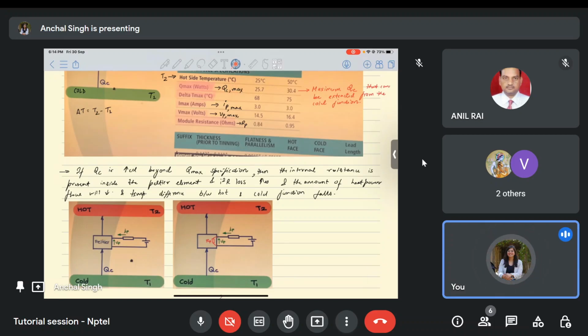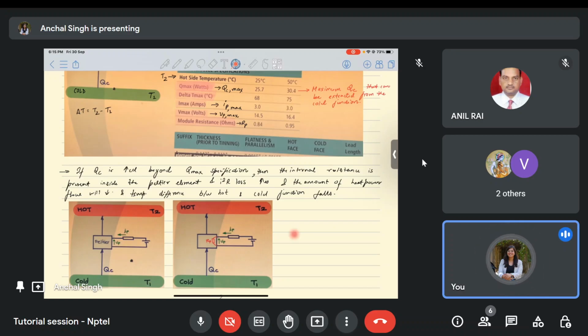Ideally, we would think that the more current flows through the Peltier module, the more QC it should be able to pump out. It should not have any limit ideally. But practically, as you know, there is this series resistance RP. When you increase QC beyond the limit, the I square R losses across this RP increase to a very high extent, and because of that the power flow will reduce instead of increasing.